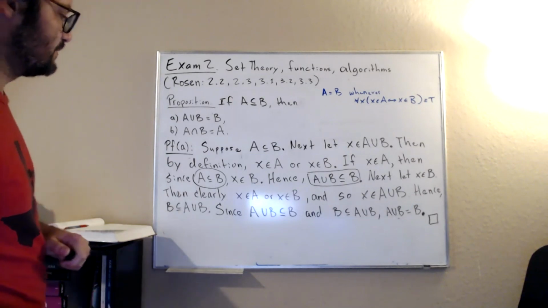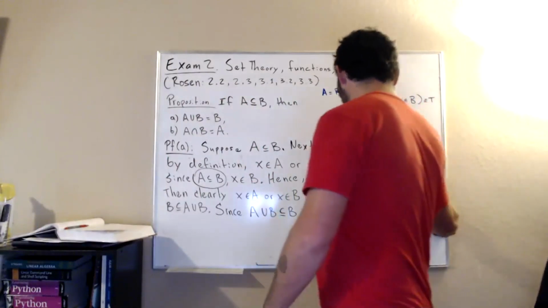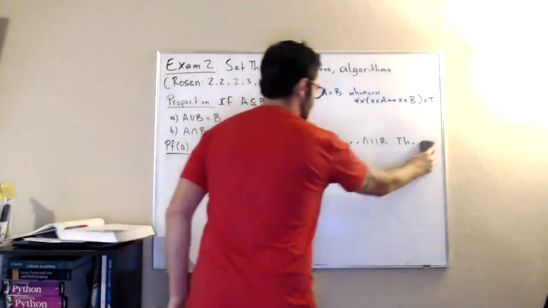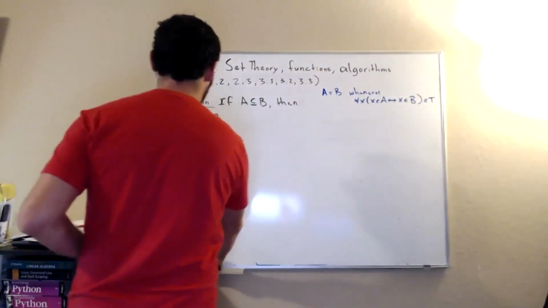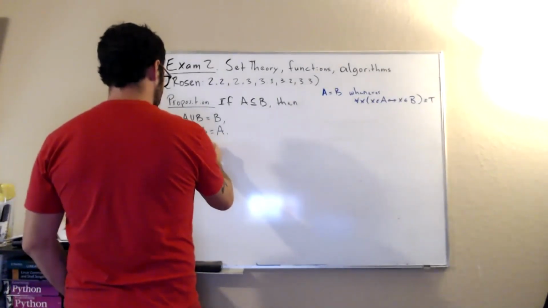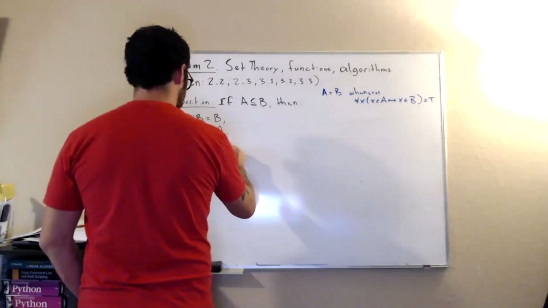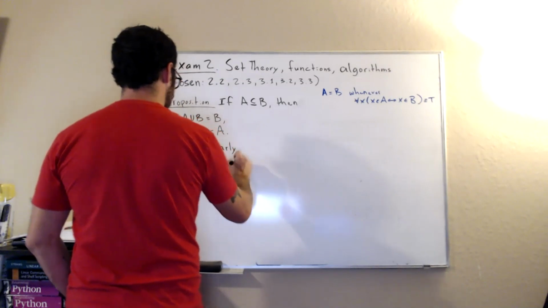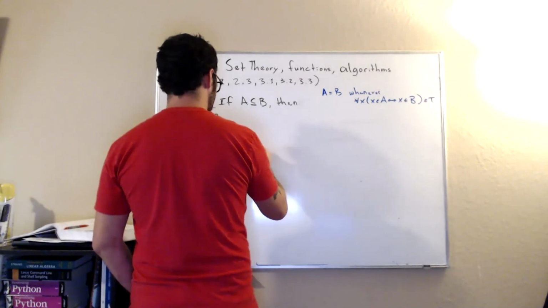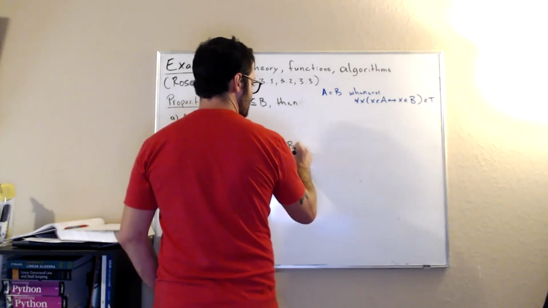Actually, I'm looking at this and it's kind of messy. I don't like it, so we'll fix it, which I know is going to seem annoying, but I think it might be clearer if I write this proof a different way. So I'm going to start by saying, clearly, B is a subset of A union B.